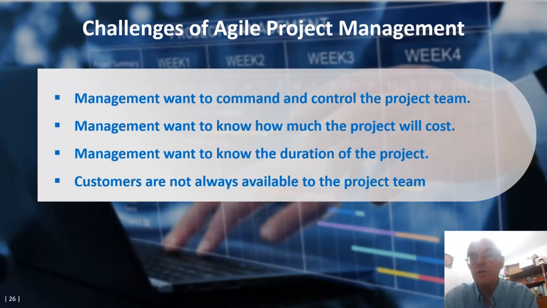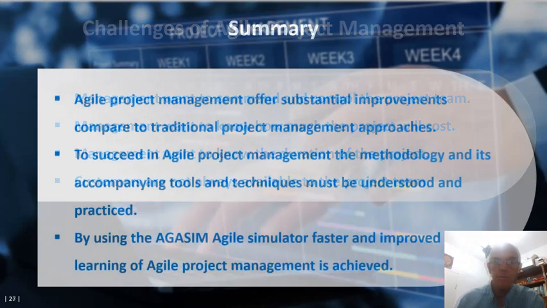However, getting consistent and timely feedback from customers can be challenging, especially if they are busy or have limited availability. And finally, Agile's iterative and adaptive nature can make it difficult to predict project outcome, duration, and cost with a high degree of accuracy. This can be challenging for stakeholders who require more certainty in terms of time, cost, and deliverables.